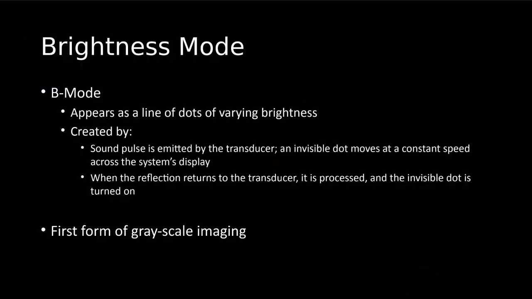So now brightness mode, also known as B mode. Now when you're scanning, you have a big old button on your console that has a B on it, and that's exactly what this is standing for. This is the brightness of our reflected echoes. This is really the first form of grayscale imaging.